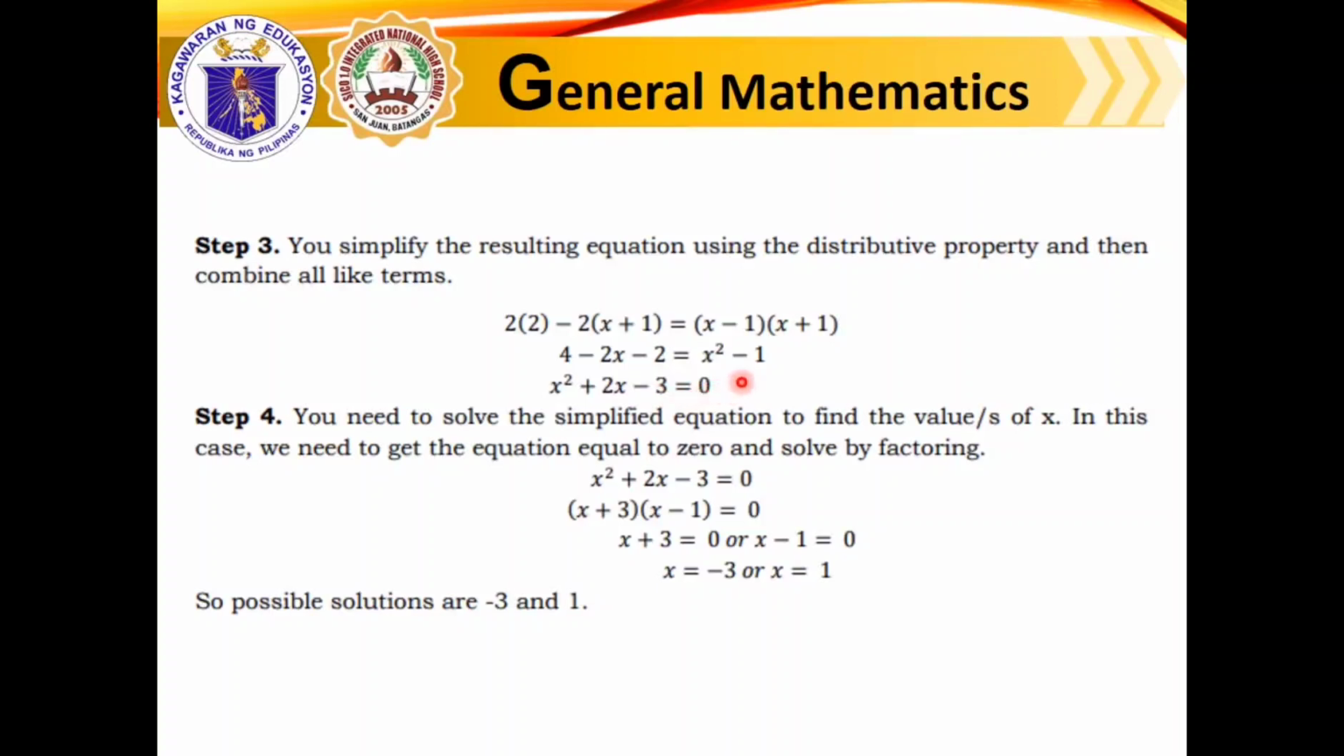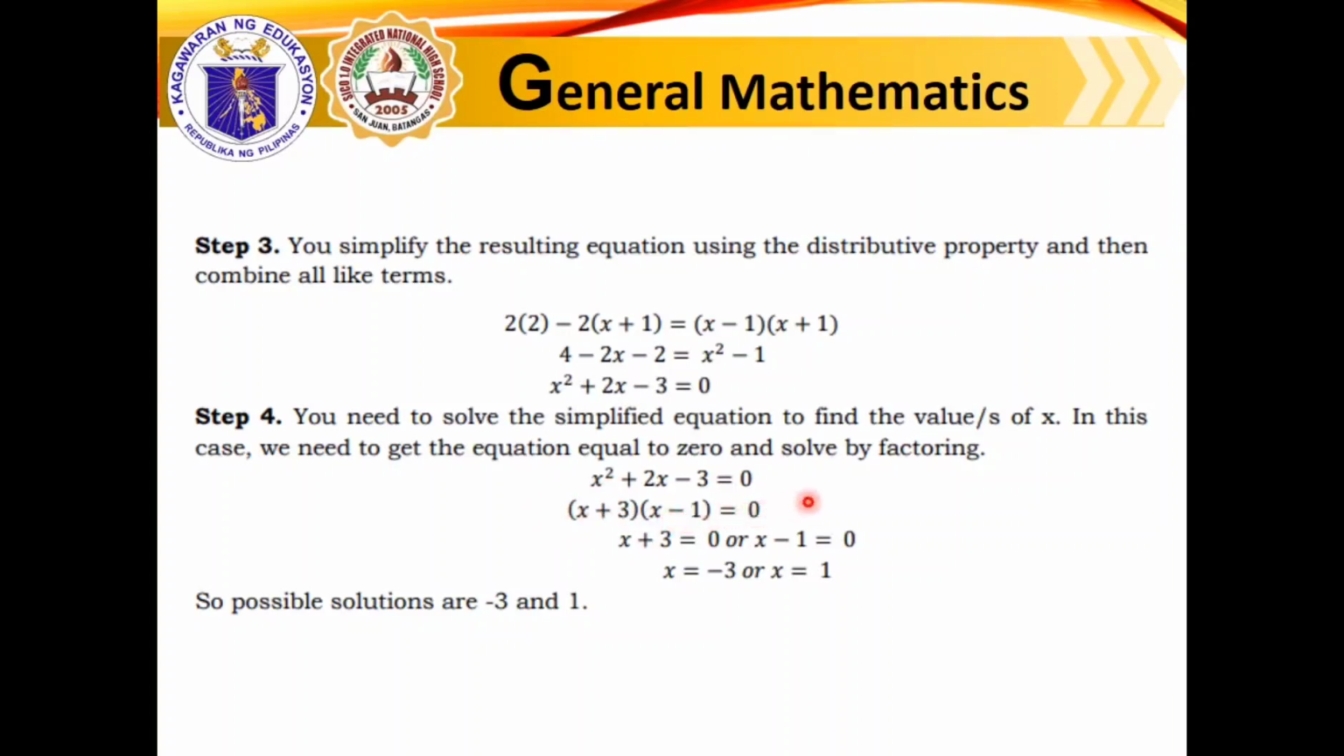So, after we simplified, we proceed to step 4. You need to solve the simplified equation to find the values of x. In this case, we need to get the equation equal to 0 and solve by factoring. So we need to factor the equation x squared plus 2x minus 3 is equal to 0. So factoring, we get x plus 3 times x minus 1 is equal to 0.